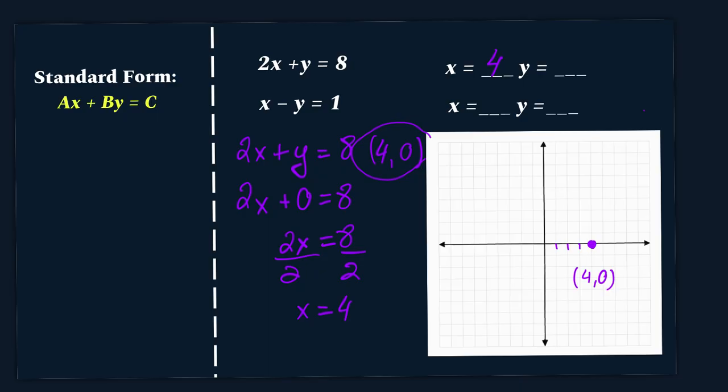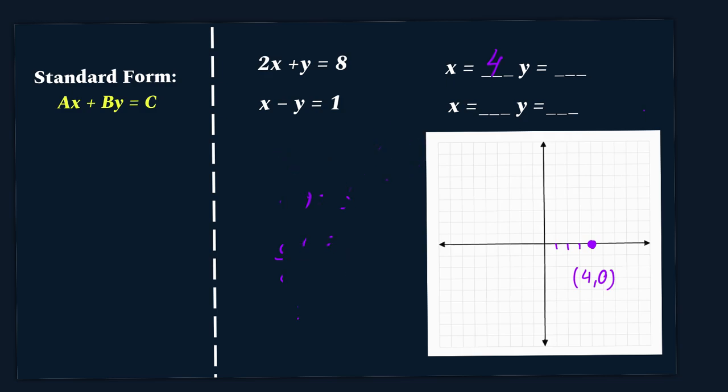Now let's find the y-intercept, which means that x will be 0. 2x plus y equals 8, and let's set the x as 0 and find the y. 2 times 0 plus y equals 8. 2 times 0 is 0, y equals 8. So let's go ahead and write that. So our y-intercept is 8.